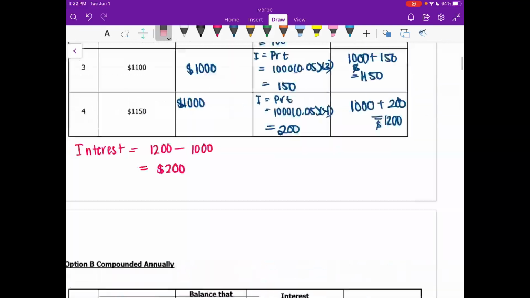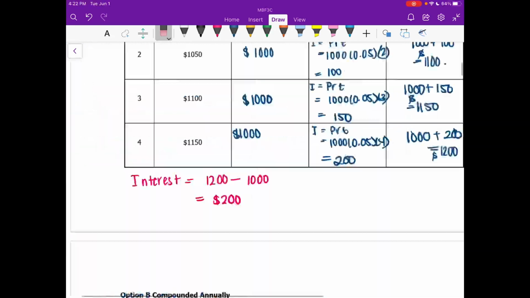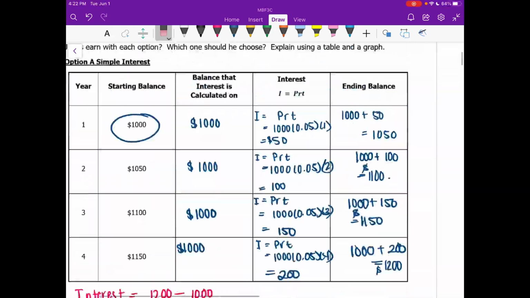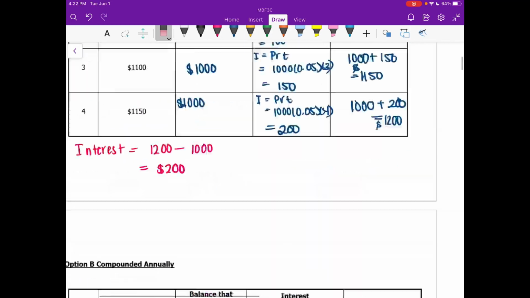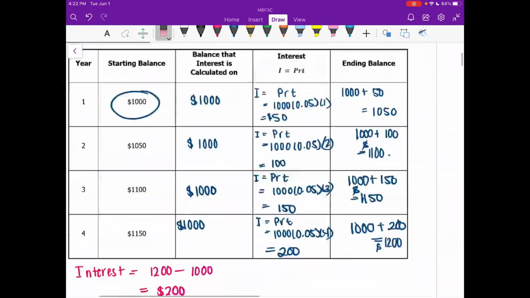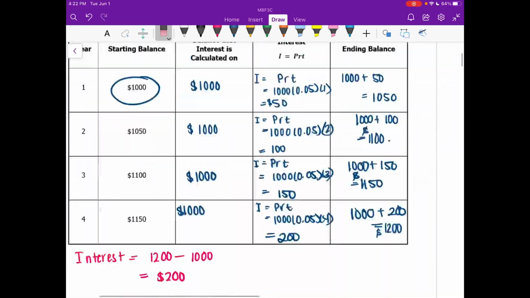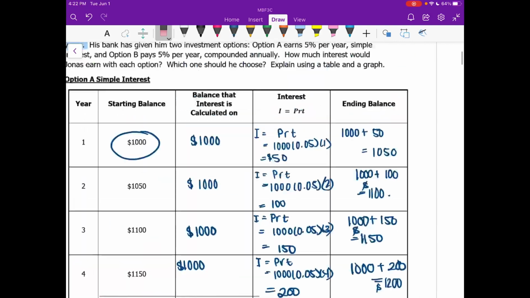Times 800 is going to give me 1120. So if I was to put this in a simple savings account, I would only make 1120 a year, whereas with the compounded quarterly account, I made a little bit more because it reinvested, right? So 1120.